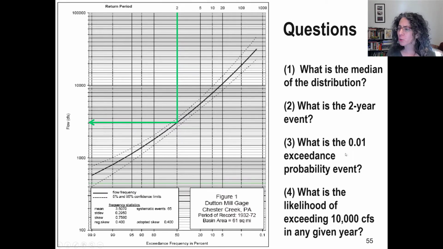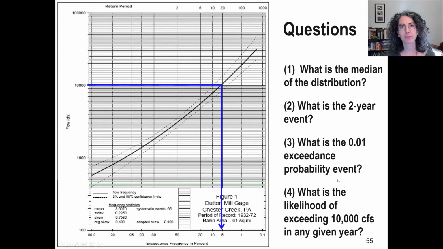Next question is, what's the 0.01 exceedance probability event, which is 1% on this axis. So we have the 1 down here, up and over to about 20,000. And finally, we're going to go in the other direction. What's the likelihood of exceeding 10,000 CFS in any given year? Right, so here's our 10,000 CFS over and down to a little bit more than 5%. Right, so that's how we interpret our flow frequency curves.